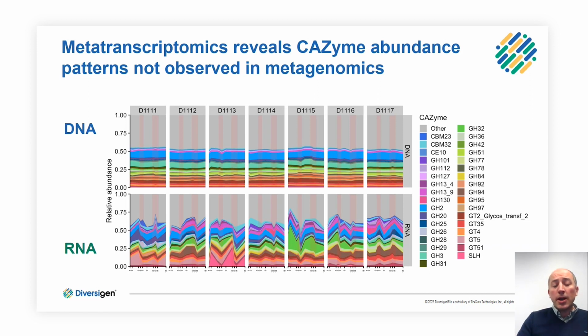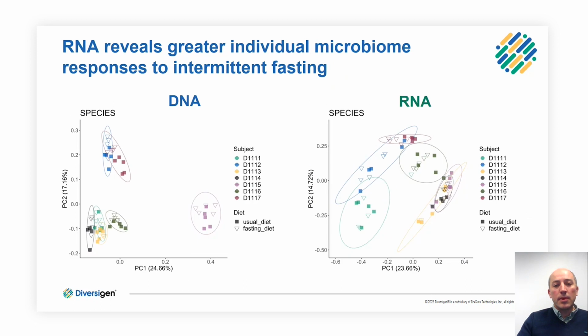We also looked at AMR. I just don't have time to go through that data, but we got a very similar story. AMR stands for antimicrobial resistance gene. And when we compare DNA and RNA profiles, what we did see is that DNA profiles were generally very stable and didn't change much with the diet or over the course of the study, whereas RNA level did show a lot more changes in relative abundance of those genes, but it was, again, very donor specific and not necessarily tied to fasting versus non-fasting.